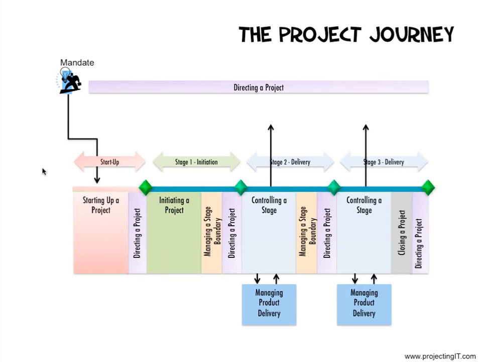Each process receives an input, has a couple of activities defined to be done, and has defined outputs. Outputs become inputs to other processes. This is how the PRINCE2 process model works.